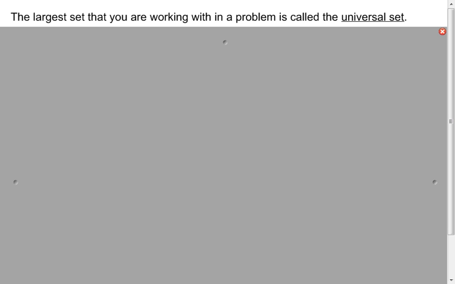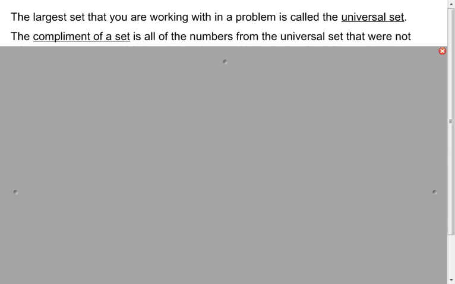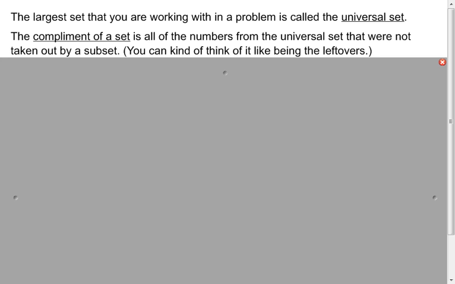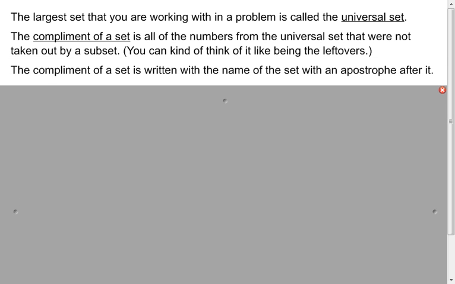A few more definitions. The largest set that you're working with in a problem is called the universal set. Another definition, the complement of a set, is all of the numbers from the universal set that you started with that weren't taken out by a subset. You can kind of think of it like being leftovers, okay? So your mom or whatever makes a huge dinner, and everybody takes some out of the dishes that you're serving it in, and then you've got stuff that's left over. Well, the complement of a set is kind of like leftovers, okay? You took some stuff out, and there's some stuff left behind. The complement is the stuff that's left behind.